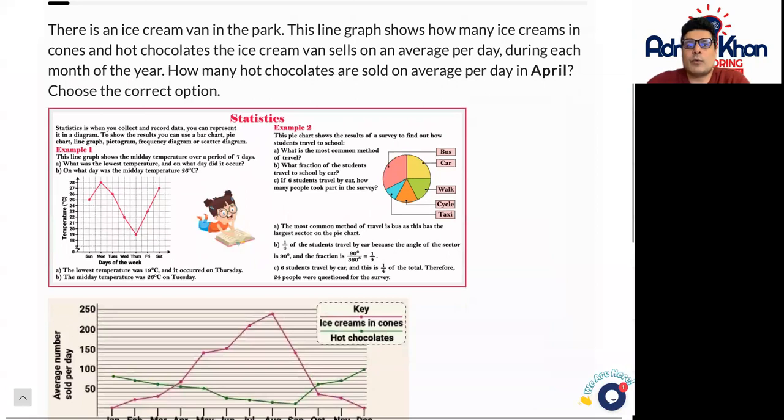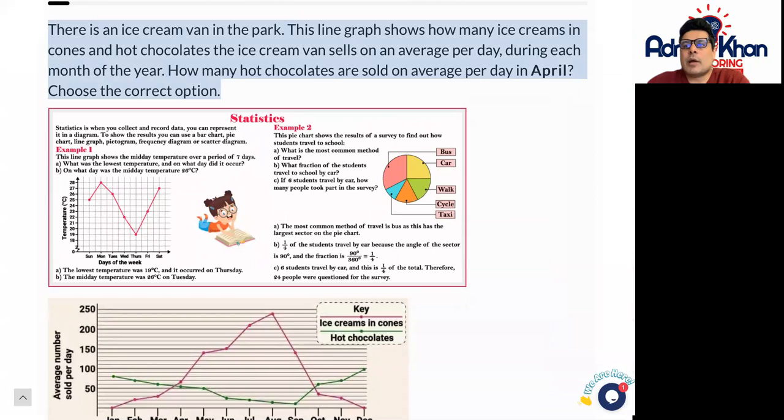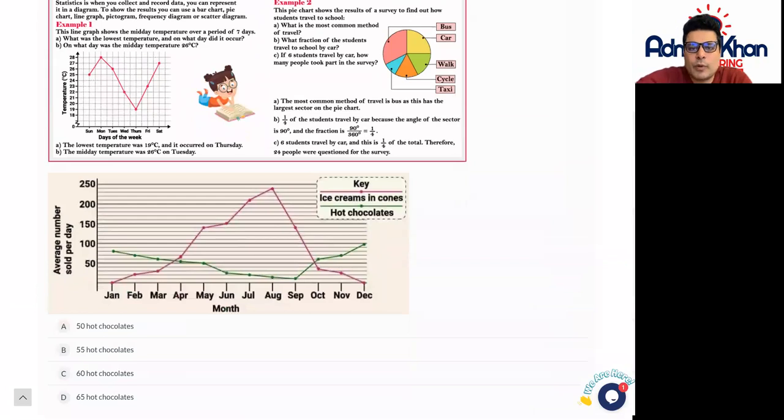Okay, let's just do one more quick question together. There is an ice cream van in the park. This line graph shows how many ice creams in cones and hot chocolates the ice cream van sells on average per day during each of the month. How many hot chocolates are sold on average per day in April? So let's go to April. Let's have a quick look.